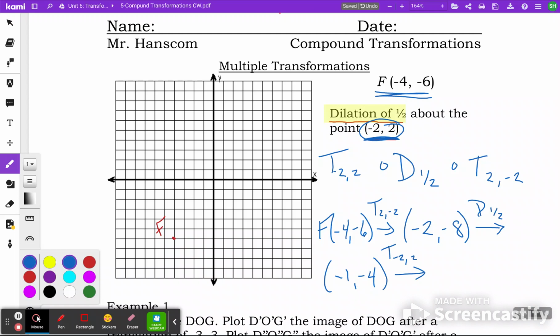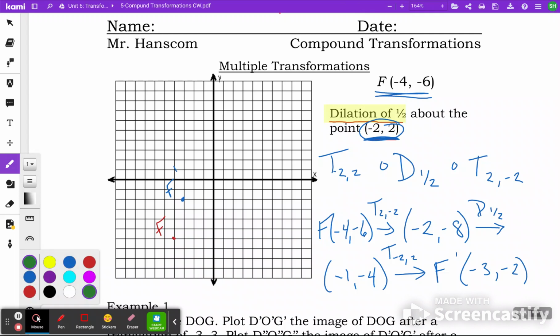If I go ahead and make those motions, I now will have F prime, and F prime will be -1 minus 2, or -3, and 2 plus -4, which will end up being -2. So now I know (-3, -2) is the location of F prime. That would typically be the work that you would show on the coordinate plane for this transformation.